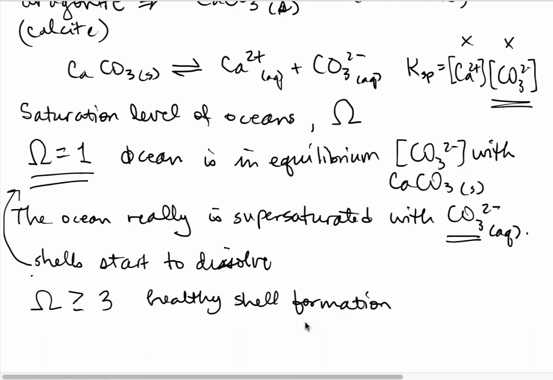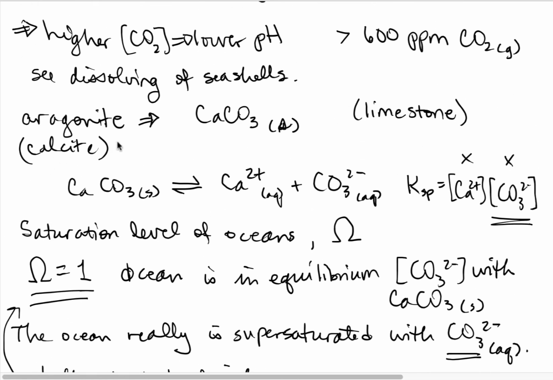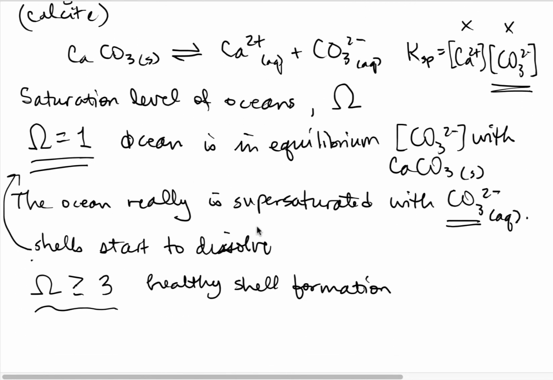And in most temperate waters, it has been at about an omega level of 3. So I wanted to make sure that you were familiar with this idea of the saturation level of the ocean. And when they talk about the aragonite levels in the water, this is what they're talking about. They're talking about the saturation level of the ocean, that we want it to have a supersaturated or oversaturated solution of carbonate ion in order for shell formation to take place.